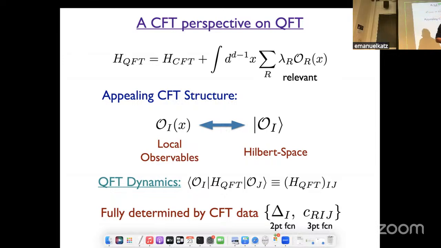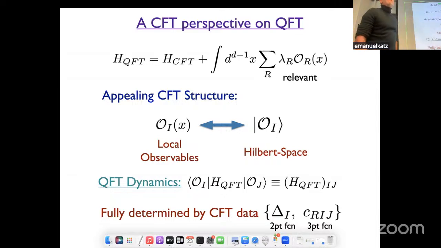This includes both the conformal bootstrap as well as fuzzy sphere techniques, where these kinds of things can be computed systematically. And so there's a new kind of approach that has a hope of building QFTs from CFT data.